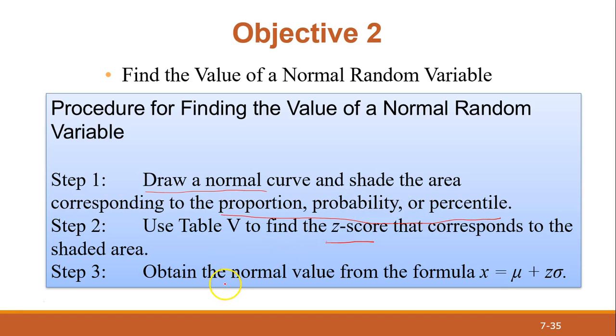And then to obtain your normal value, use this formula right here to find x. So your x will equal your mean that you're given plus your z-score that you found that corresponds to the probability or percentile times, again, your standard deviation that you are also given. So this will be useful in an example that I will show you in just a bit.